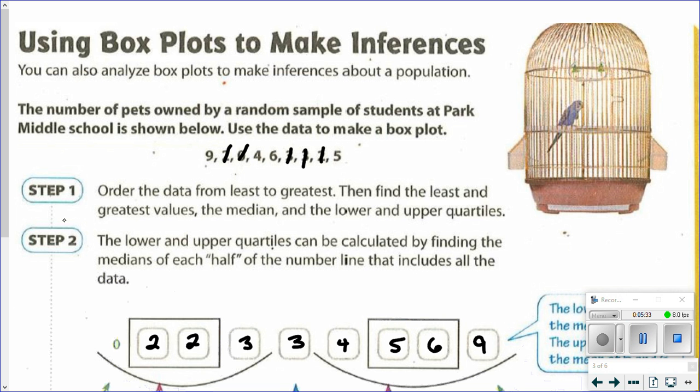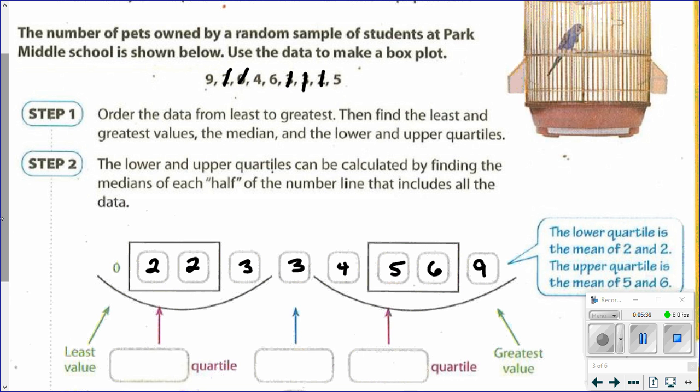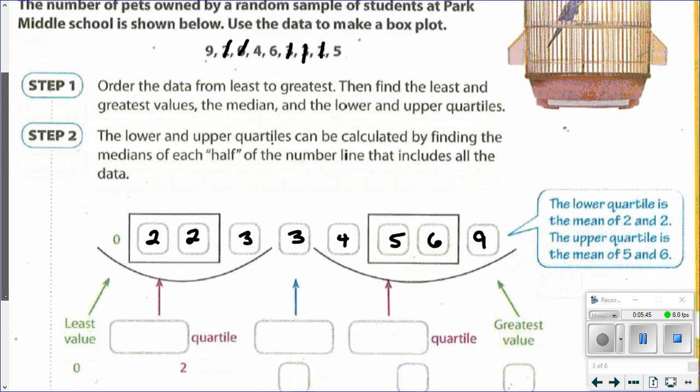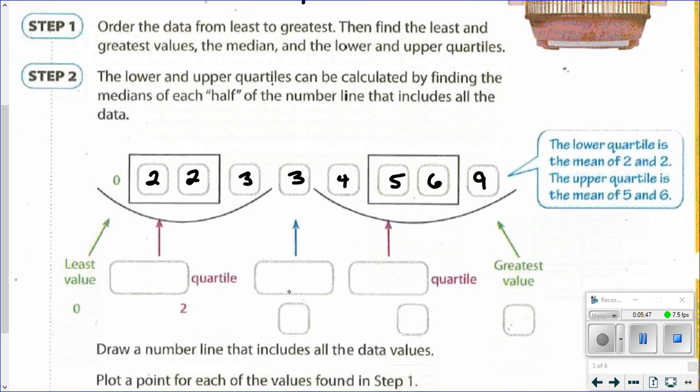So you put your numbers in order from least to greatest, and to make a box plot, you need 5 values. The first value you need is the smallest value in your data set, which is 0. The next one you need is the median of your data set, and that's just the middle number. So you cross these off till you find the middle, and the middle number here is 3. The greatest value, we need that. That's 9. So we have our least, our greatest, and we have the median.